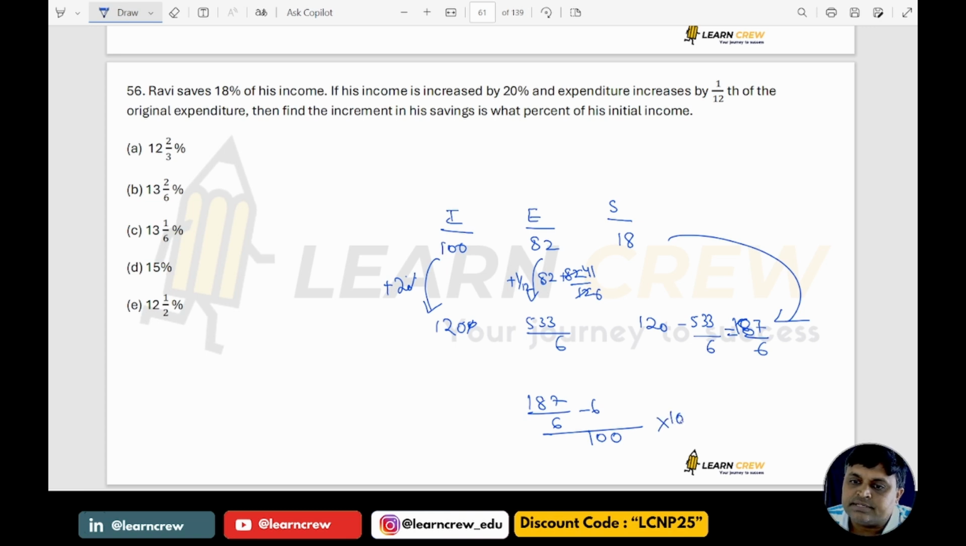You need to answer. So you please do this. 187 minus 36, how much? 79. Am I correct? 187 minus 18, na? It is not 6, it is 18. 187 minus 108. 108 is nothing but 79. 79 by 6. 79 by 6 percentage here. Where is the answer we have? 79 by 6, which is 13 1 by 6.